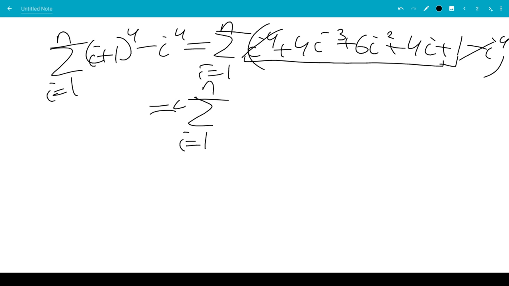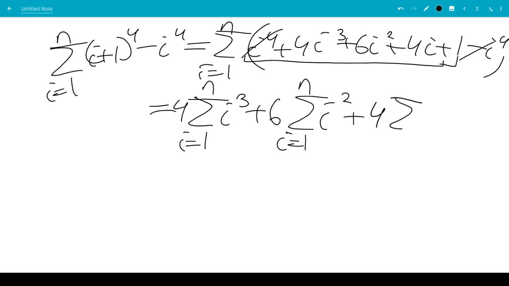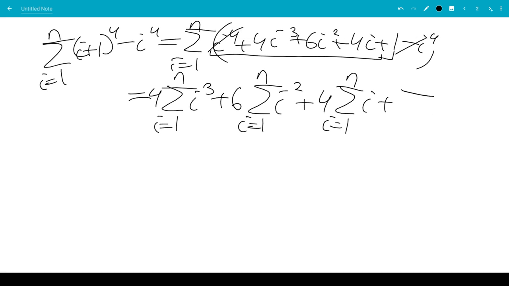I'm going to take the 4 out, i cubed. Another sum, 6, take the sum i equals 1 to n of i squared, plus 4 times the sum as i goes from 1 to n of i, plus the sum as i goes from 1 to n of 1.